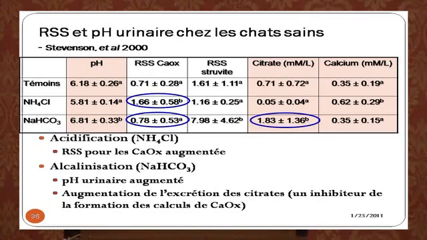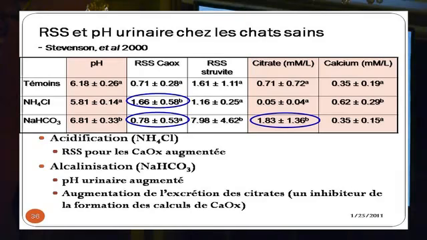It's been used to evaluate the influence of diet formulation and diet ingredients. This is a study evaluating the influence of an acidifier, ammonium chloride, and an alkalinizing agent, sodium bicarbonate, in healthy cats. The pHs are, of course, different between those two treatments and the control diet, but as you acidify the urine with ammonium chloride, the relative saturation for calcium oxalate increases. It increases above 1. It takes it from a state of undersaturation into a supersaturated state.